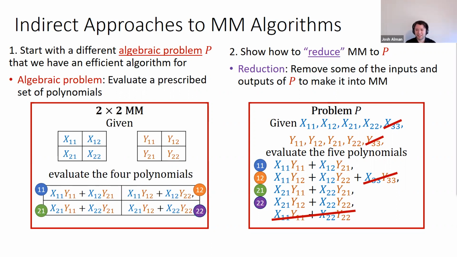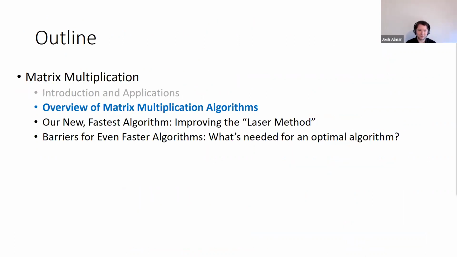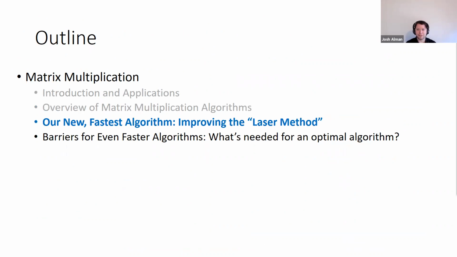Typically, the problems are much more complicated and don't start off looking so much like matrix multiplication in the first place. So researchers have developed some methods for finding reductions like these in general between algebraic problems. These methods are the subject of our new improved algorithm. There's a specific method used by the best known algorithms called the laser method for finding these reductions, and our new algorithm is a way to improve the laser method.